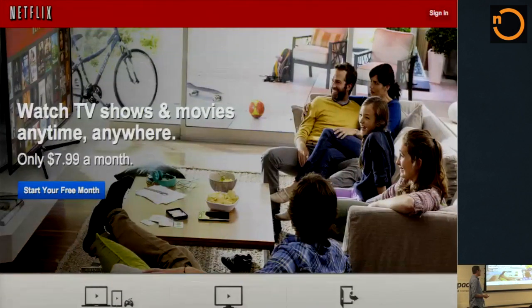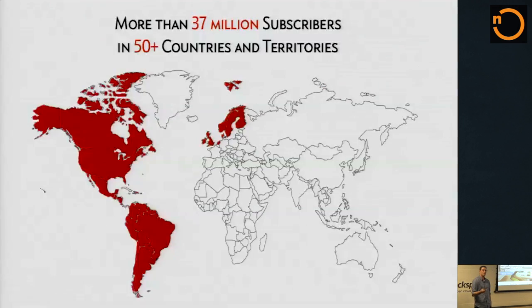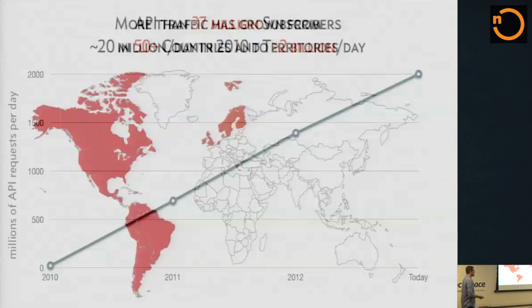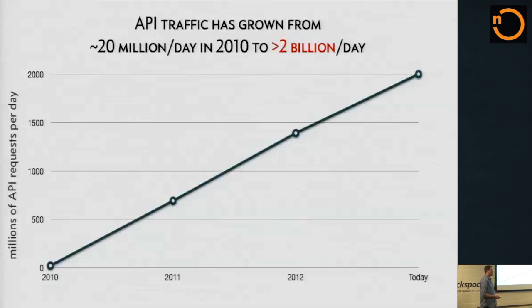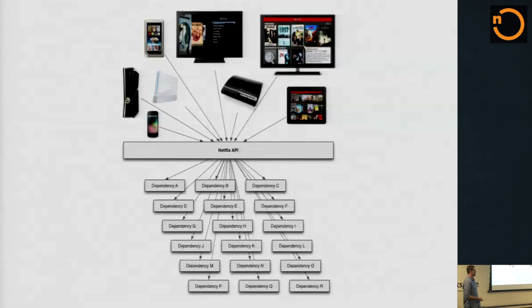So Netflix, we do movies. You should know that. You're in San Francisco. We are in lots of places now, and our API has been growing a lot over the last couple of years. We're past the 2 billion a day mark, and all of those calls are coming from the devices. There's over 1,000 different supported devices, and they all come in through that web service layer.